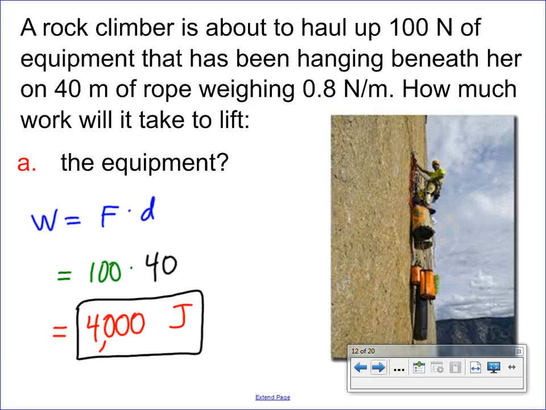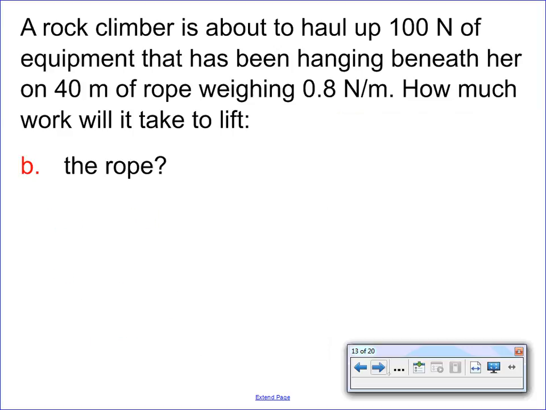But that is only the equipment in the haul bag. We still need to take into account this rope. And it requires work to lift the rope itself because that has mass. And in fact, it weighs 0.8 newtons per meter. So how are we going to consider the rope? Well, does the rope require a constant force to exert throughout the course of the 40 meters?